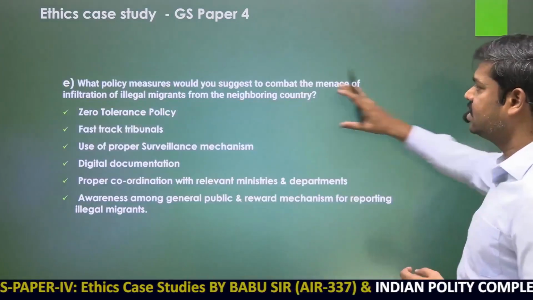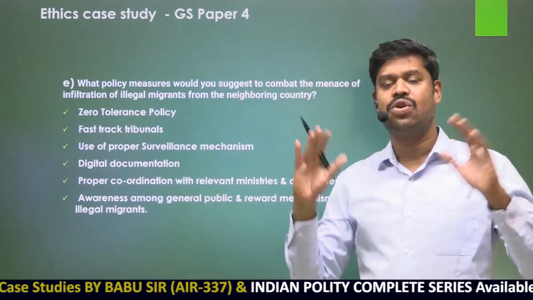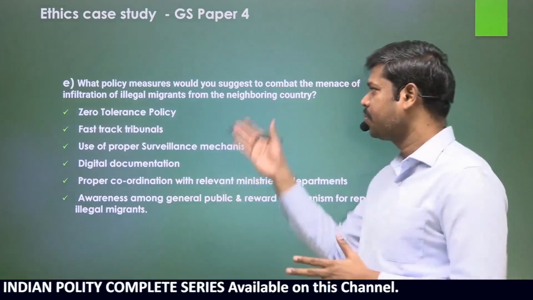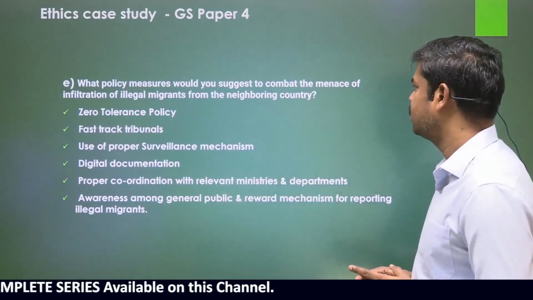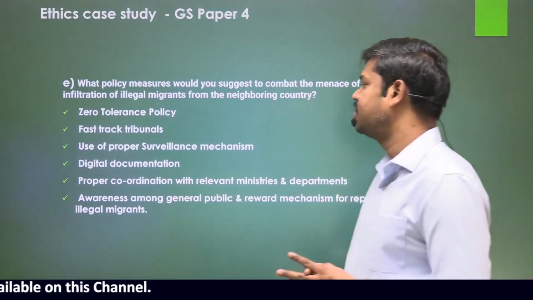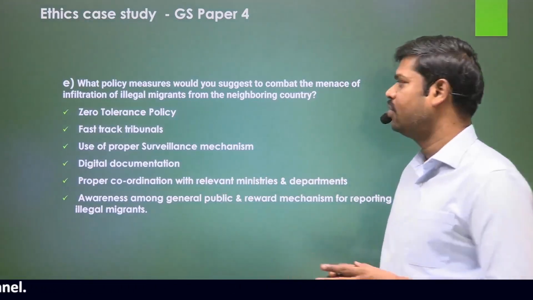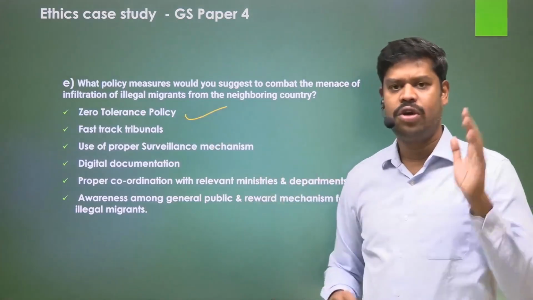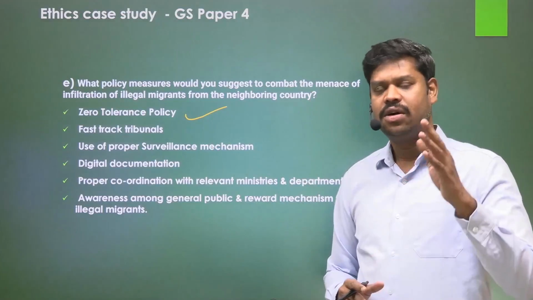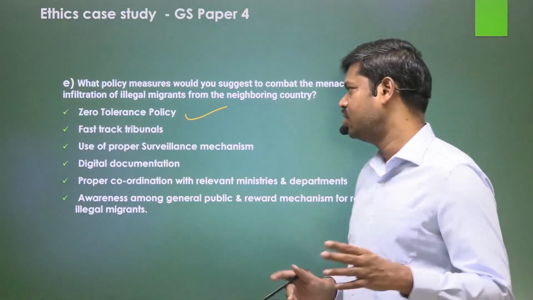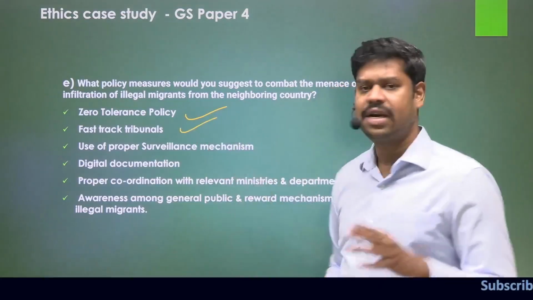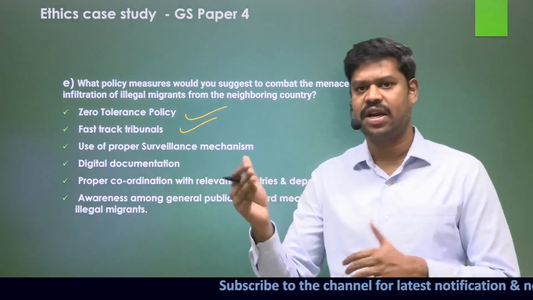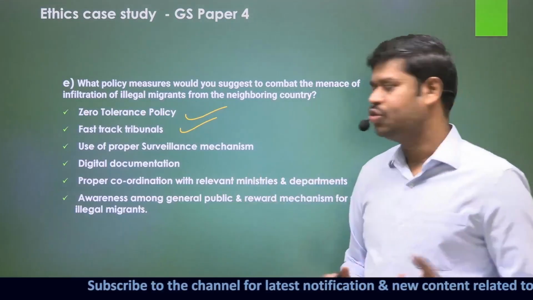Now the last thing is that UPSC is also trying to test you as an officer. So you'll have to think of the solution for a particular case that is given. What policy measures would you suggest to combat the infiltration of illegal migrants from the neighboring country? First, you can say zero tolerance policy. That is very, very important. Absolutely no tolerance to illegal migrants or anybody who is helping the illegal migrants. So zero tolerance policy. Fast track tribunals. That is again very important. Whenever a dispute arises, there should be a mechanism to fast track these cases, so that the issues can be settled.